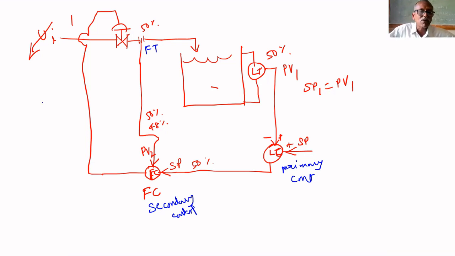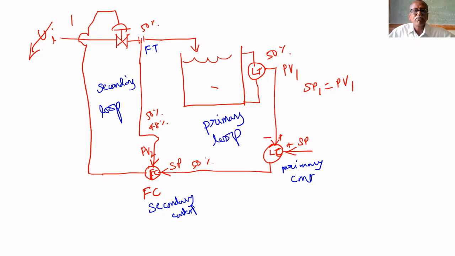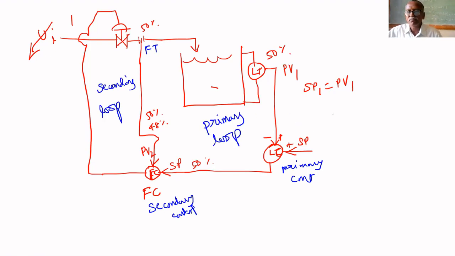This loop is called a secondary loop. This is the primary loop. If you draw the conventional diagram, it will be like this. I will draw it here. This is set point 1. This is given to the primary controller. We will call it controller C primary, the outer loop controller. It gives set point 2 to the secondary controller, CP secondary. Its output is given to the process.